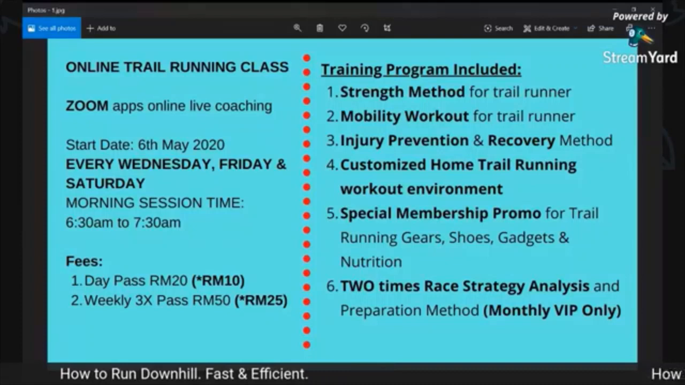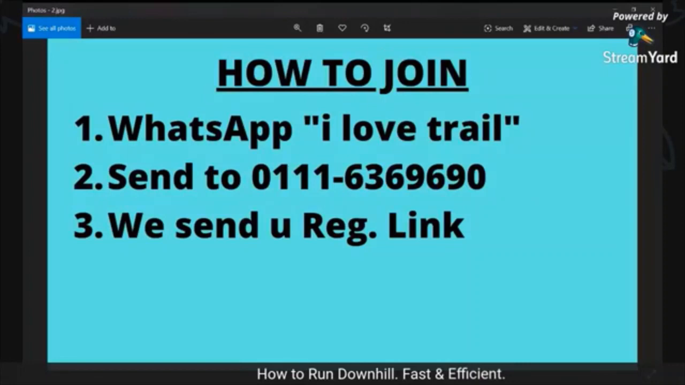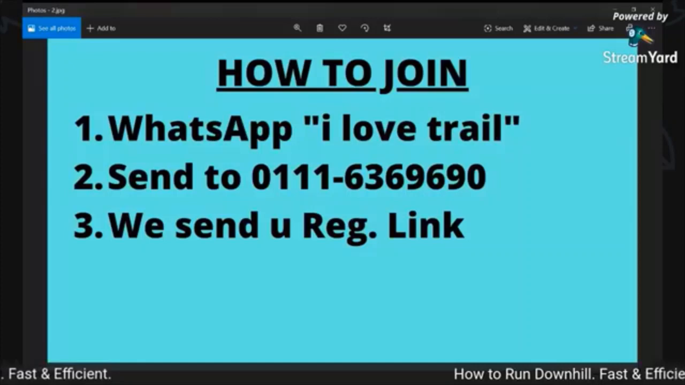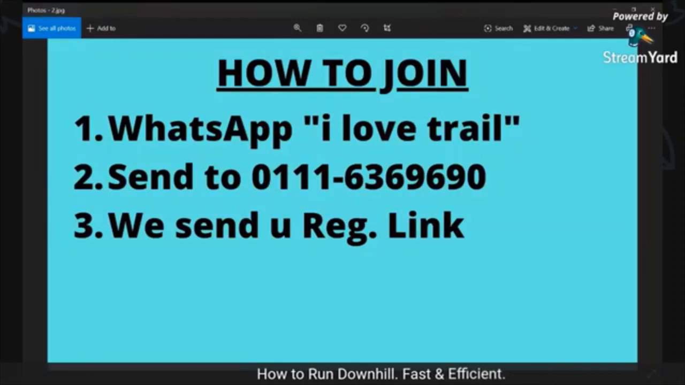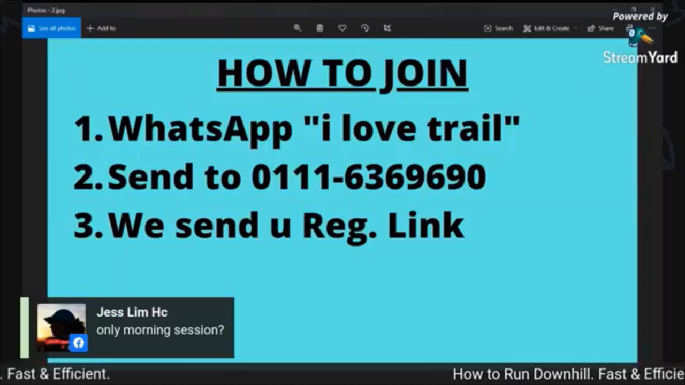I just want you to send me "I love trail" to this number. You can pick up your handphone, snap this picture, and send it to me later. I will send you a free registration link. Your free trial will be next week onwards, either one day, Wednesday, Friday or Saturday. Only the morning session.